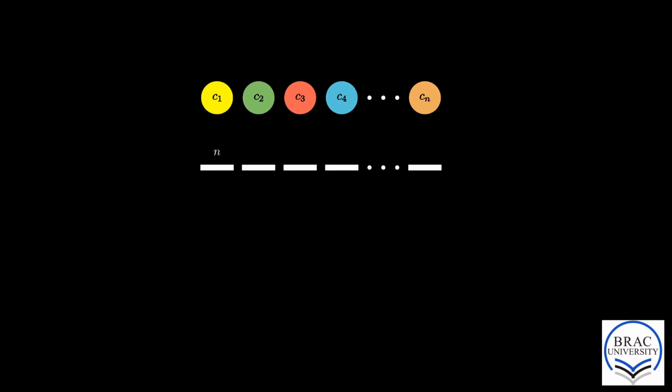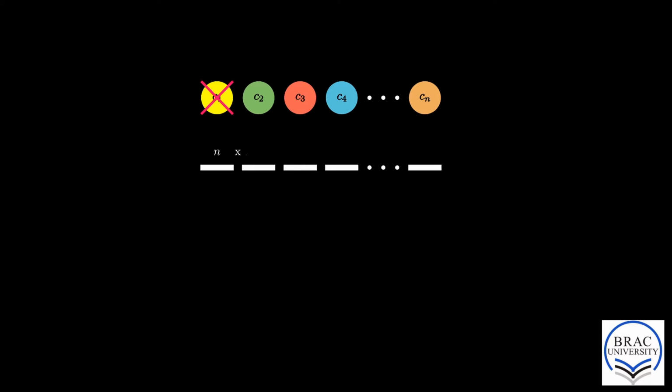So we want to put balls in these boxes. In the first box, how many choices do we have for the first ball? We can choose any ball to put here. We could have chosen C1 or C2 or C3. So there are n different choices. Let's say we took C1.